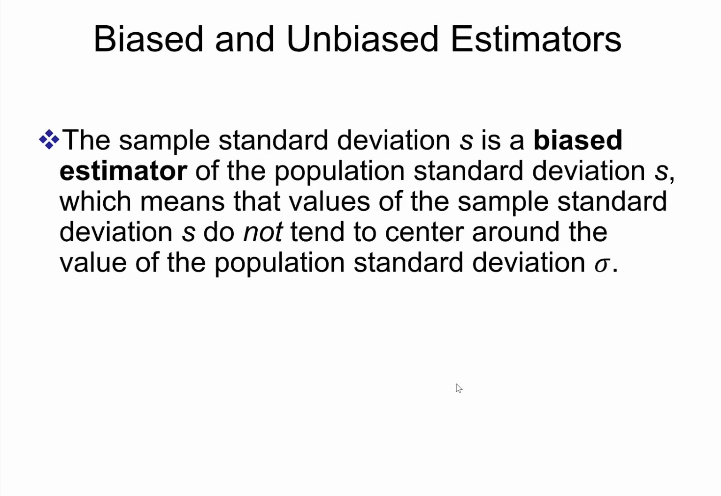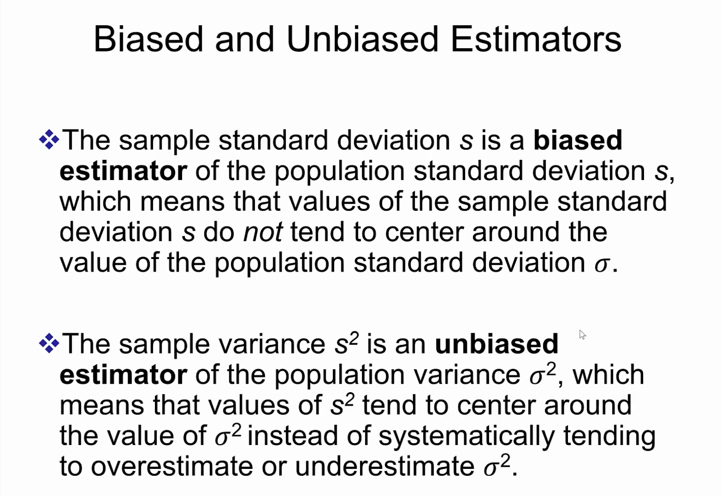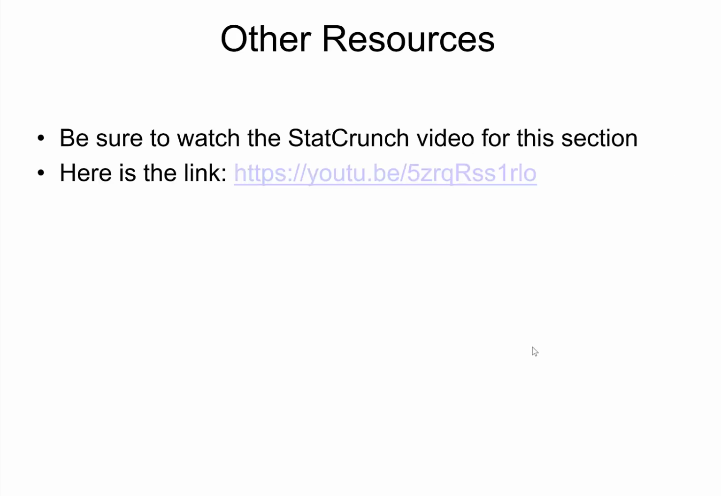The sample standard deviation, again, is a biased estimator of the population standard deviation. This means the values of the sample standard deviation do not tend to center around the value of the population standard deviation. However, the sample variance is an unbiased estimator of the population variance. There is a StatCrunch video in my courses that will show you how to use StatCrunch to calculate the range and the standard deviation and also the variance.